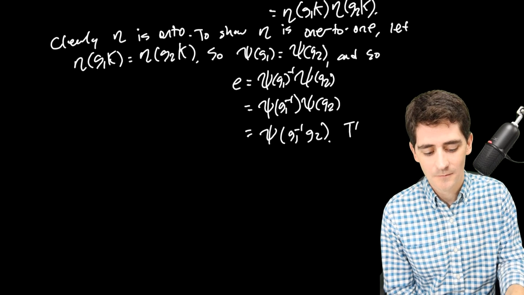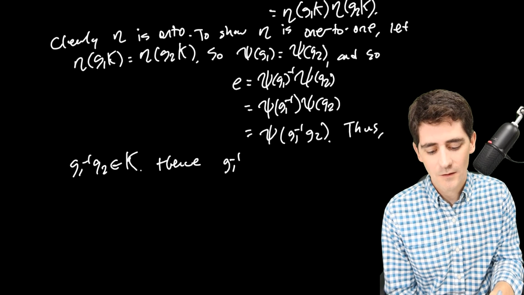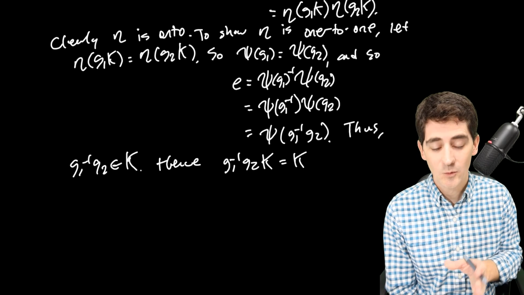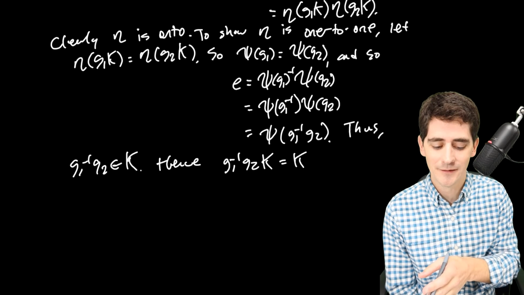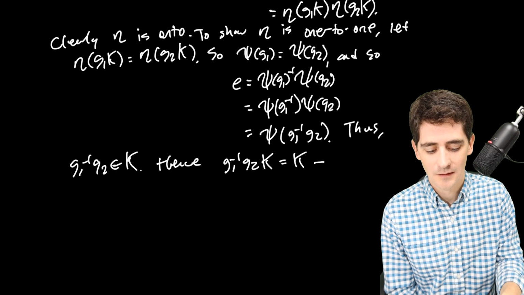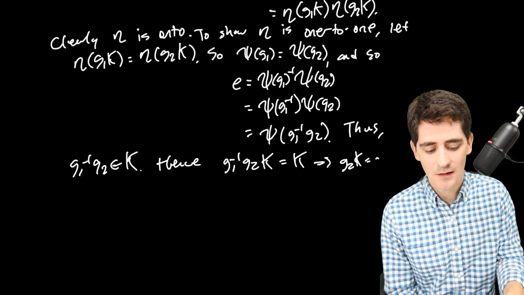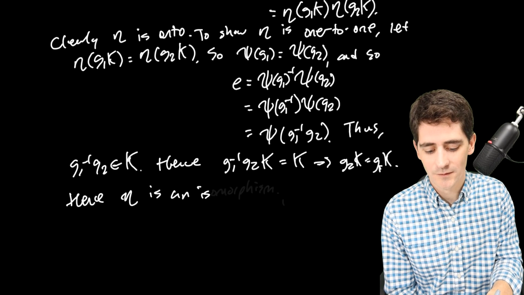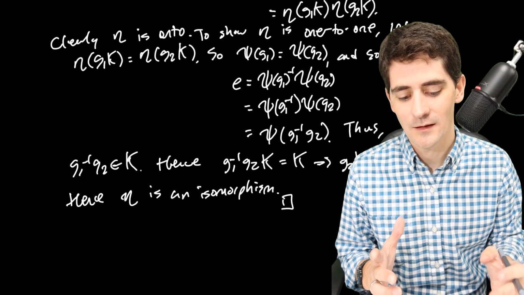That means then that G1 inverse G2 is in my kernel. So if I have the coset G1 inverse G2K, I get the kernel. And now if I multiply everything in G1 inverse G2K by G1, I end up with the coset G1K. And so there we get G2K equals G1K. It's one-to-one. Eta is an isomorphism. End of proof.